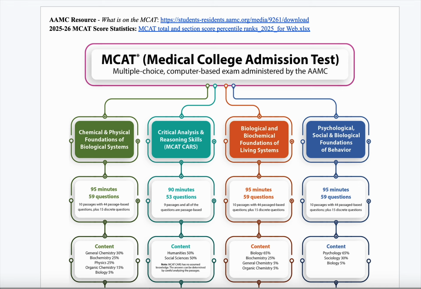Today we're going to be talking about the MCAT, also known as the Medical College Admissions Test. This is going to be a more brief overview where you can find resources and first steps, things that you should know maybe before you are committing to taking the MCAT and applying to medical school.